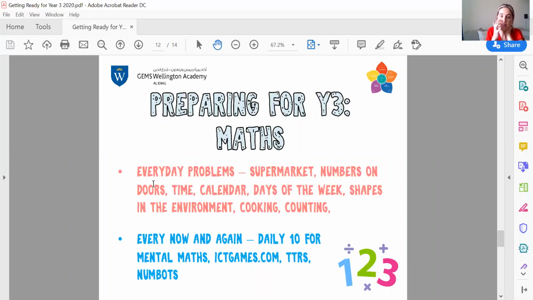Looking for different shapes in the environment. If you go for a walk, first one to spot a hexagon, things like that. Cooking is really useful for measuring capacity and mass, and just counting in 2s, counting in 3s, 5s, 10s, 100s. And then I've put every now and again at the bottom, because I've given you some websites here. Daily 10 is good for mental maths, ICT games. Then the children have got logins for Times Table Rockstars and Numbots.